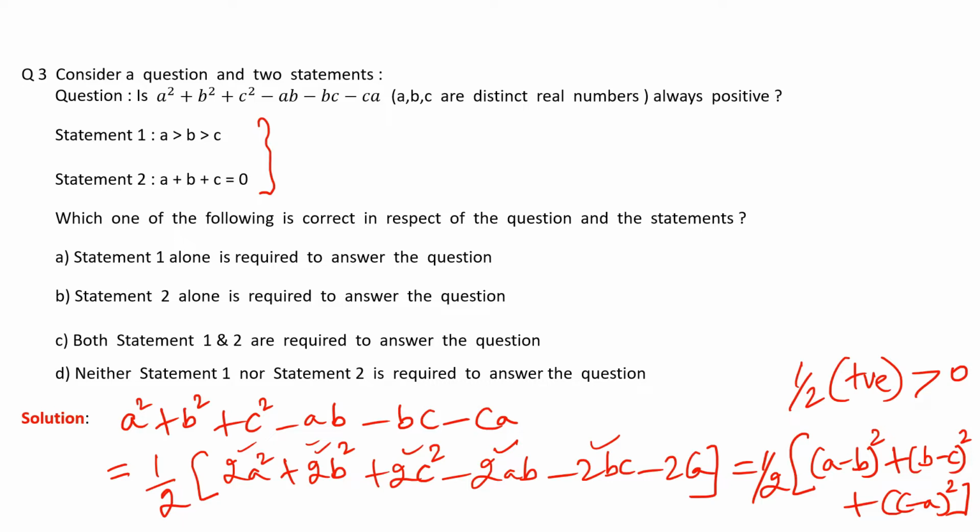That means the only thing which is required is a, b, c must be distinct. They must not be equal. So clearly, the right answer is D. That is, neither statement 1 nor statement 2 is required to answer the question. Clear? Now we move to our fourth problem.